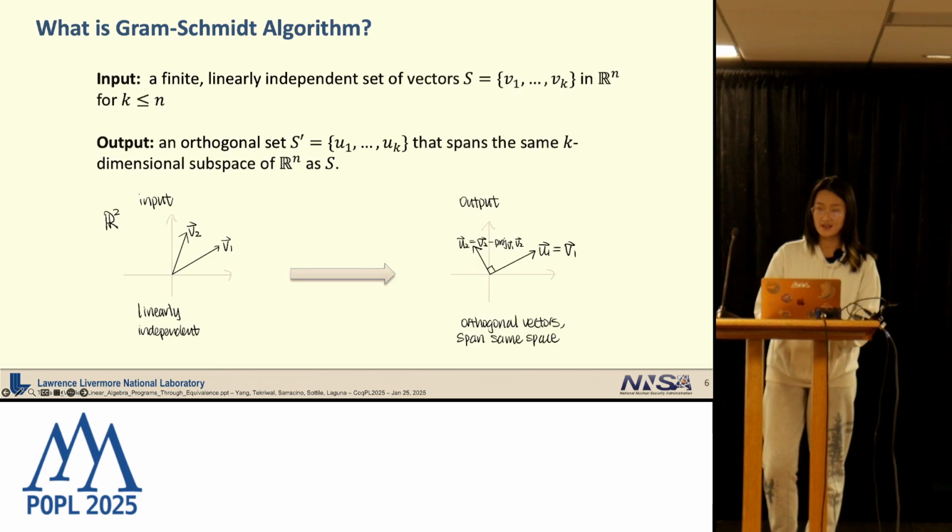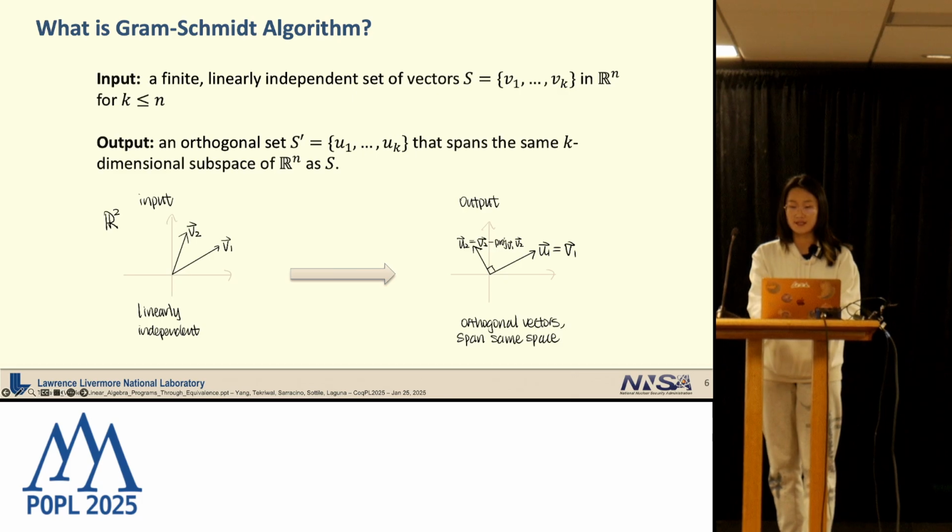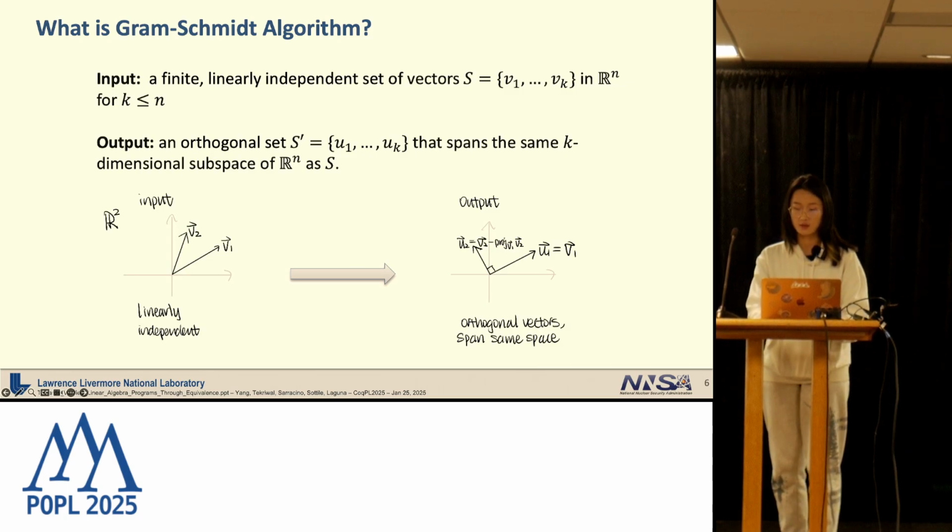So what exactly is the Gram-Schmidt algorithm? Well, it takes in a set of finite linearly independent vectors in some space R^n, which we call V1 through Vk here, and then it outputs an orthogonal set that spans the same subspace as the input set. And right here, we use the letter U to denote the output. So in other words, it creates an orthogonal basis from the input set.